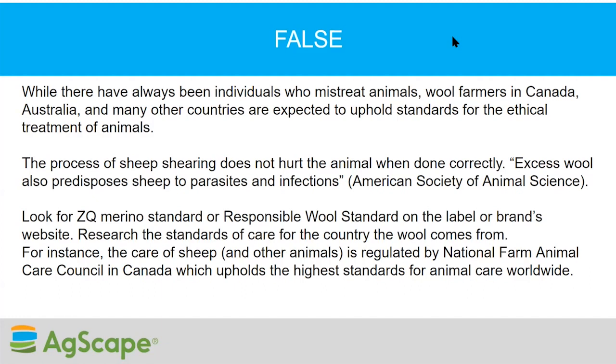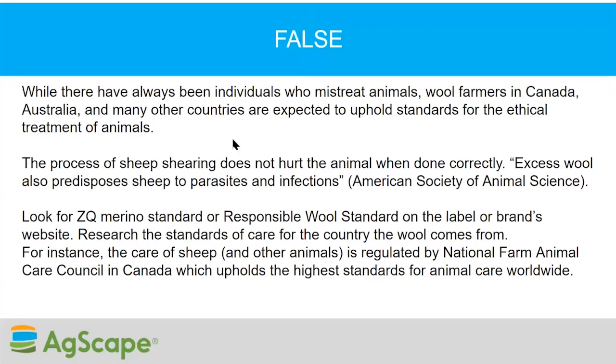The process of sheep shearing, though, does not hurt the animal when done correctly, right? We wouldn't want any old person going in there to shear if they didn't know what they were doing, but for experienced shearers who know how to handle animals, no, it wouldn't cause them any harm. However, excess wool can predispose sheep to parasites and infections. That's from the American Society of Animal Science.